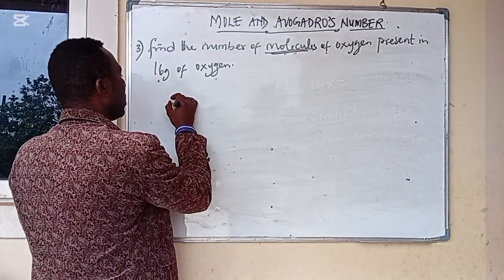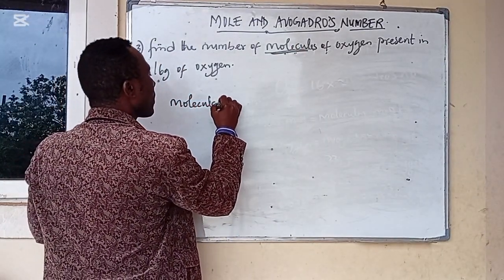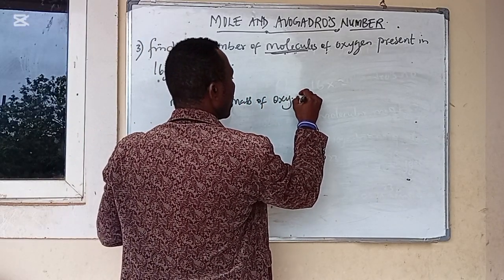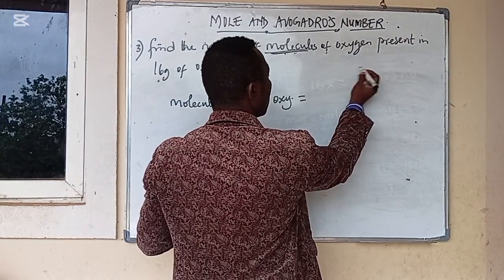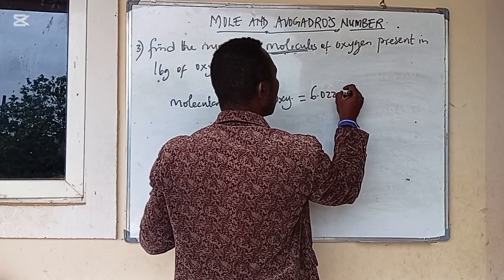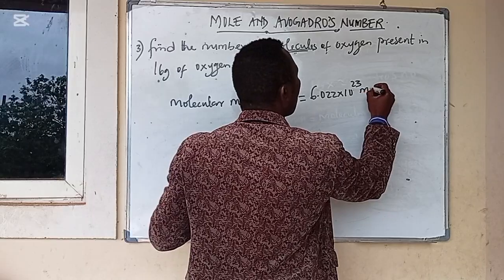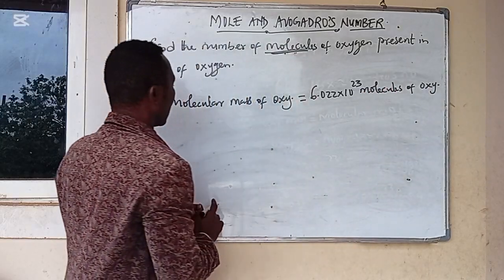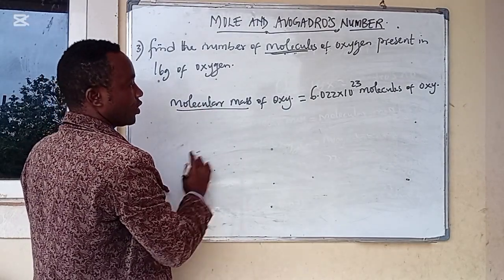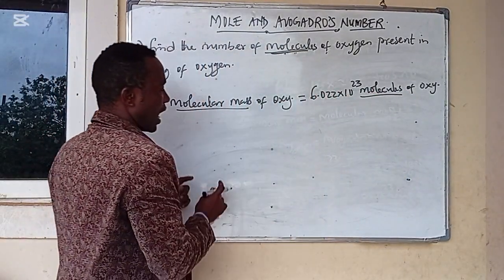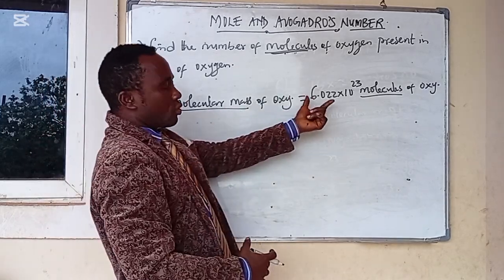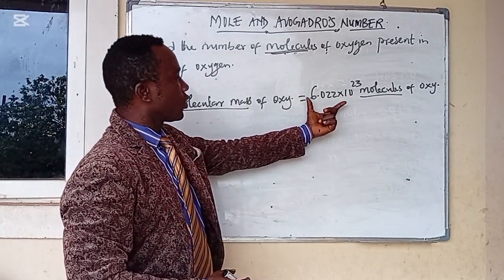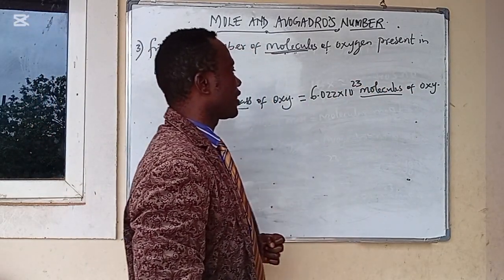So what you do is the molecular mass of oxygen will give you 6.022 times 10 raised to power 23 molecules of oxygen. So can you see now? Molecular mass goes with this number of molecules. Assuming it is atomic mass, it will go with this number of atoms. So having known this, molecular mass of oxygen is equal to 6.022 times 10 raised to power 23 molecules of oxygen.